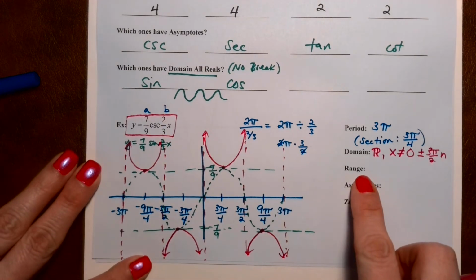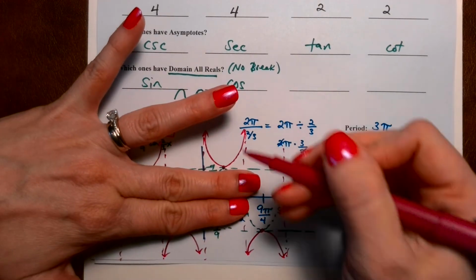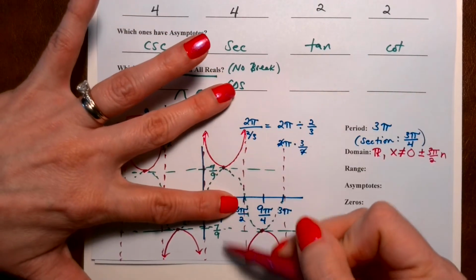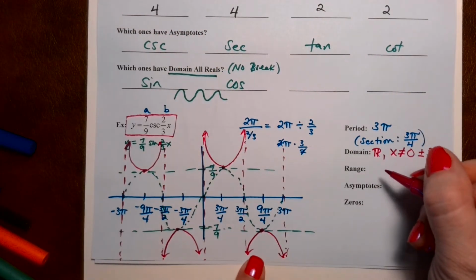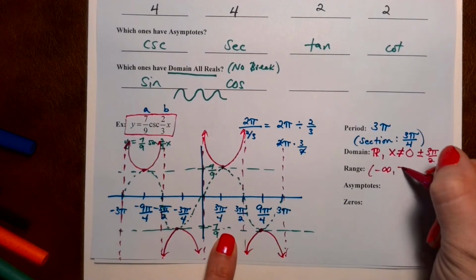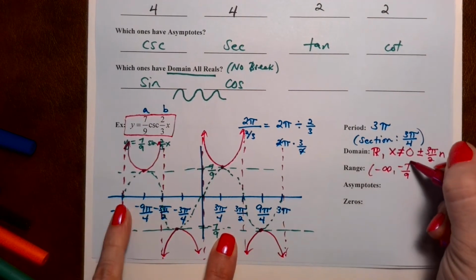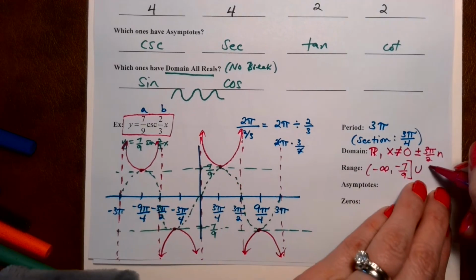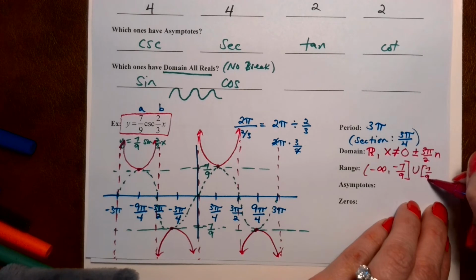The range of this graph, okay, so this graph only has graph above 7/9 and below -7/9. So starting down here at -infinity, all the way up to -7/9 with a bracket, and then starting again at bracket 7/9 to infinity.